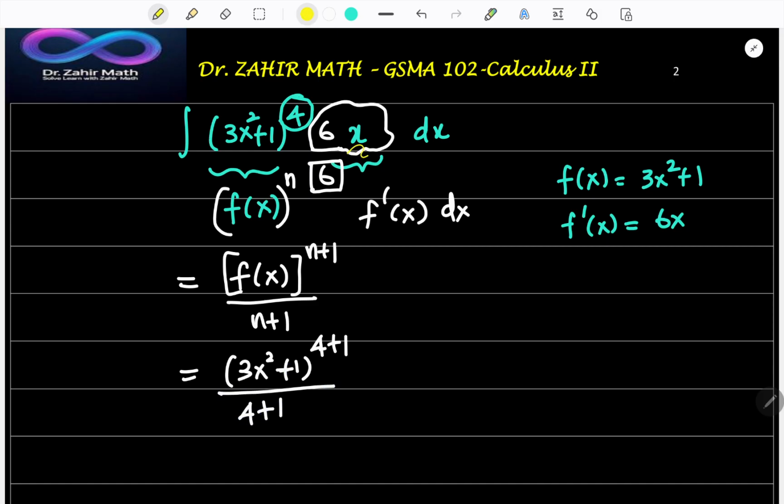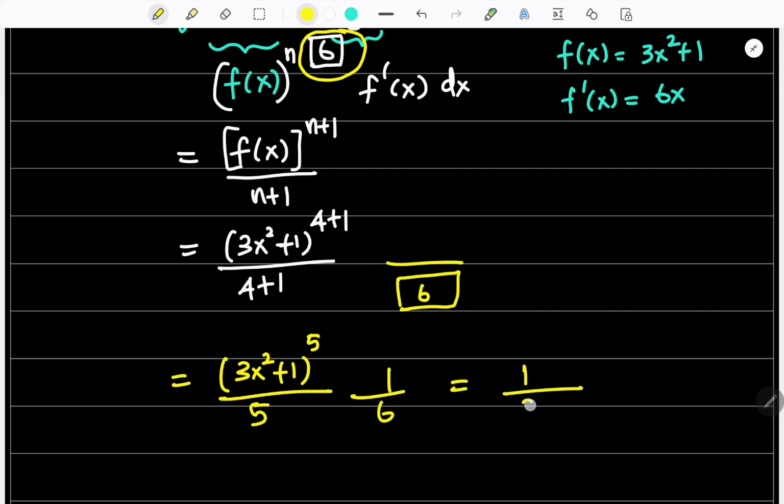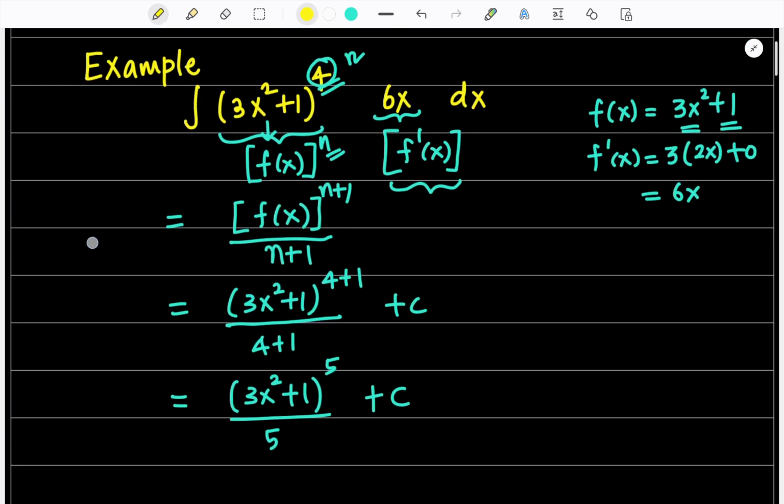And don't forget this divide by 6. So this divide by 6 you should bring it. So this equals 3x square plus 1 to the power of 5 divided by 5 and 1 by 6, which is equal to 1 by 30, 3x square plus 1 to the power of 5. Now you got it? Correct or not? So if this situation happens, then we are going to use this formula.